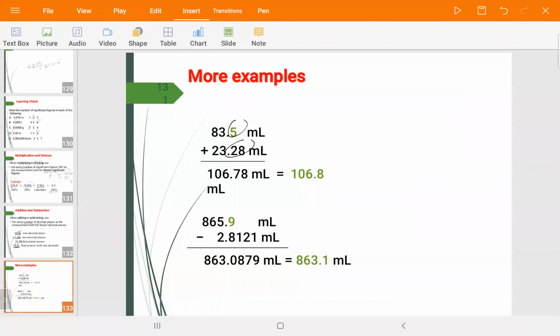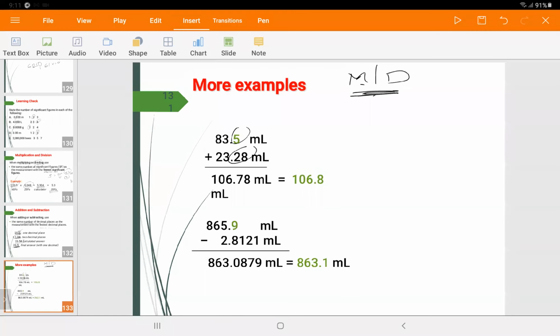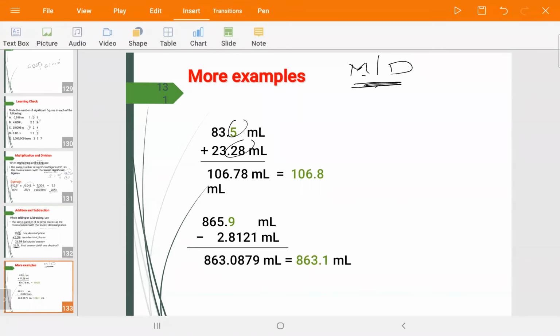Okay, repeat. Now let's go to multiplication or division. When you do either multiplication or division, what do we do? We take into consideration that our answer should have a significant figure count that is consistent with the fewest significant figures.